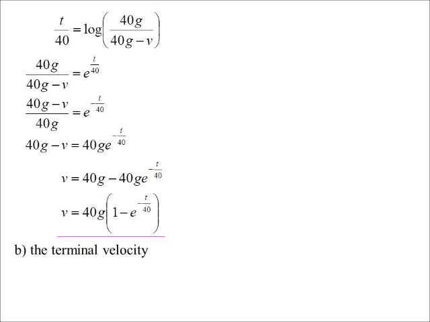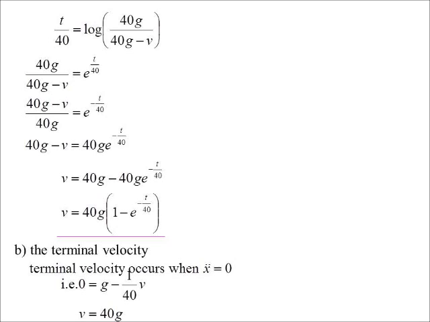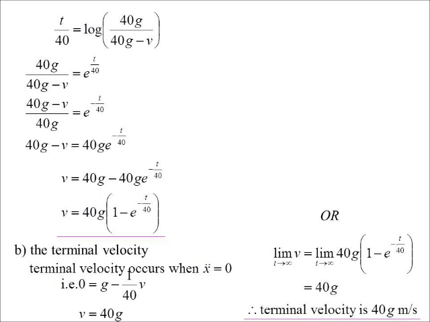The terminal velocity. We have two ways of doing this. Remember I said terminal velocity is when acceleration equals 0. Our acceleration formula, sure enough, make it equal 0, we get 40g. And we could do it using limits. The limit as t approaches infinity of a negative exponential, think of your curve, it approaches the axis, so it's going to be approaching 0, so I just have 40g. So either way, that's how you could work out our terminal velocity.